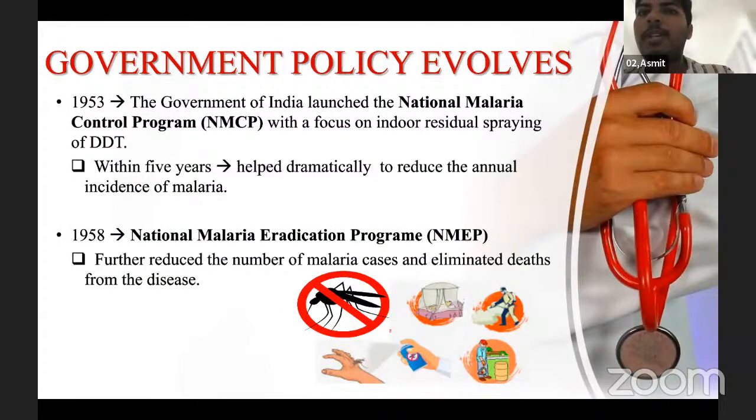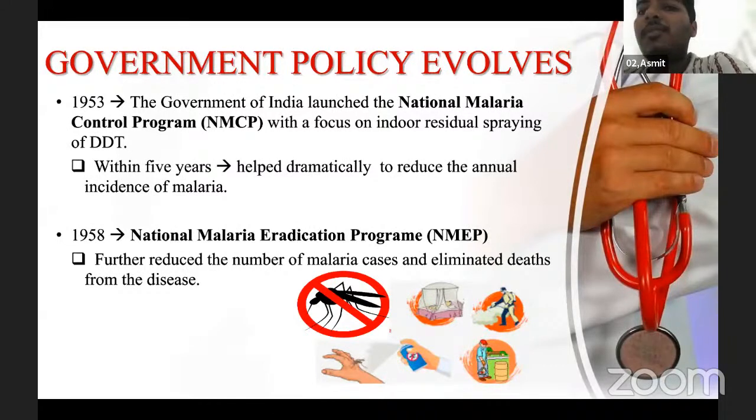Good afternoon, everyone. Myself Bansala Smith, and today I will talk about government policies and new approaches taken to control malaria. So, first, in 1953, Government of India launched the National Malaria Control Program (NMCP) with focus on indoor residual spraying of DDT. DDT, we know, is dichlorodiphenyltrichloroethane.